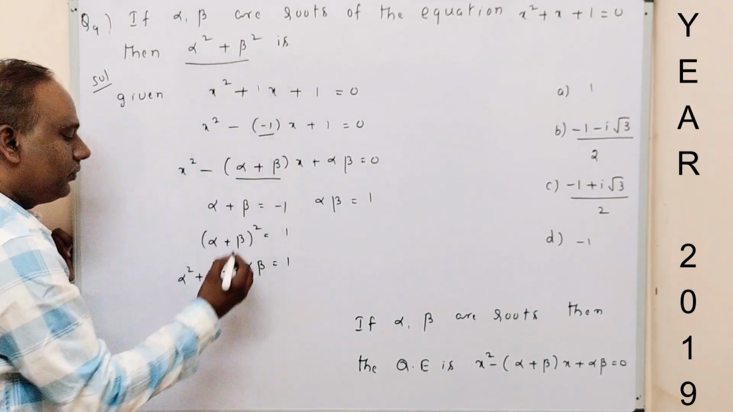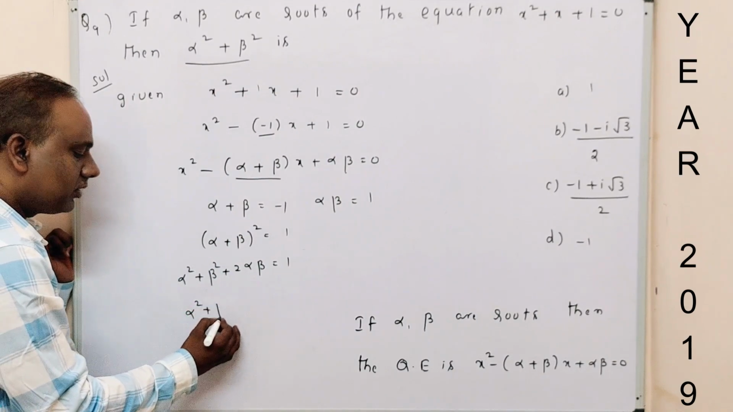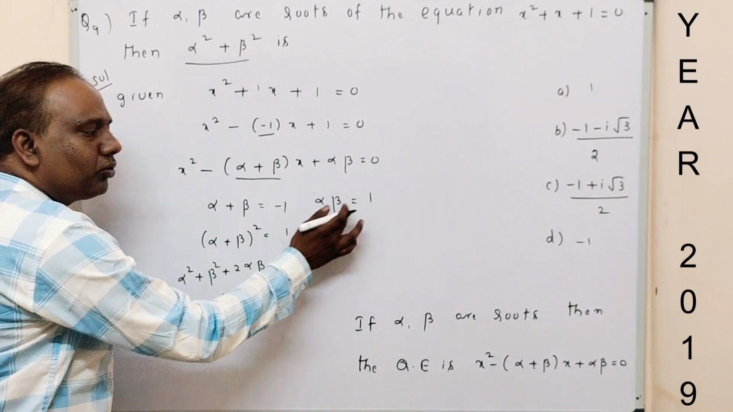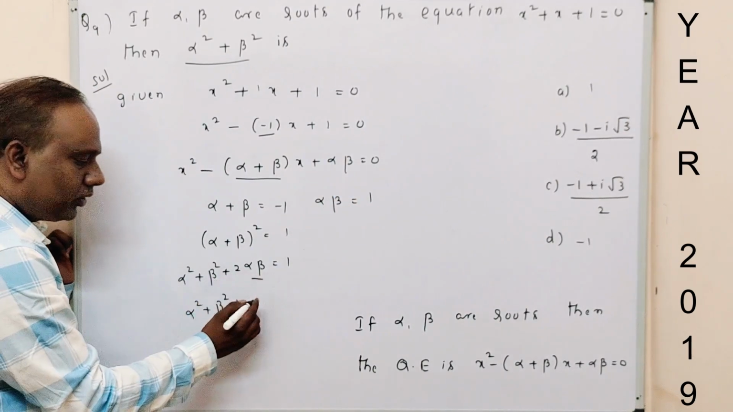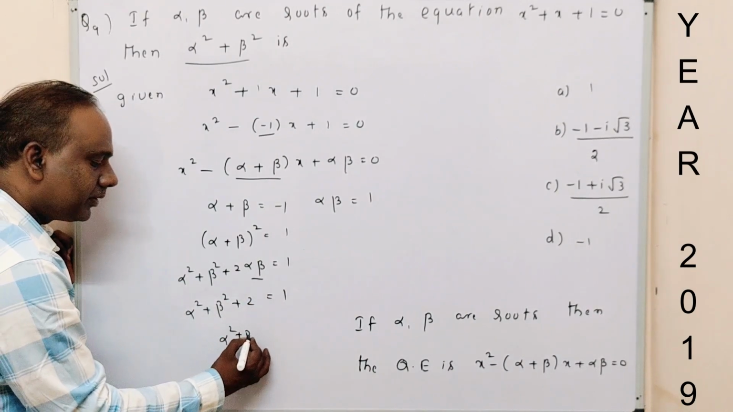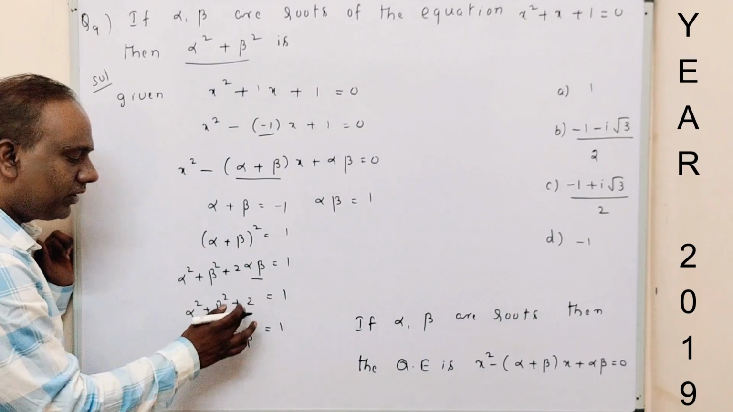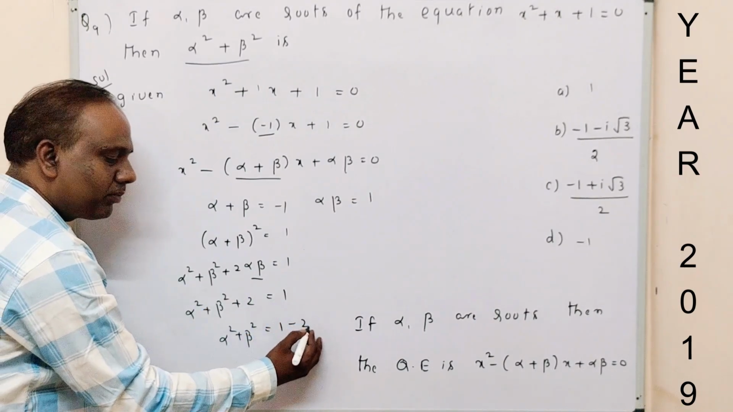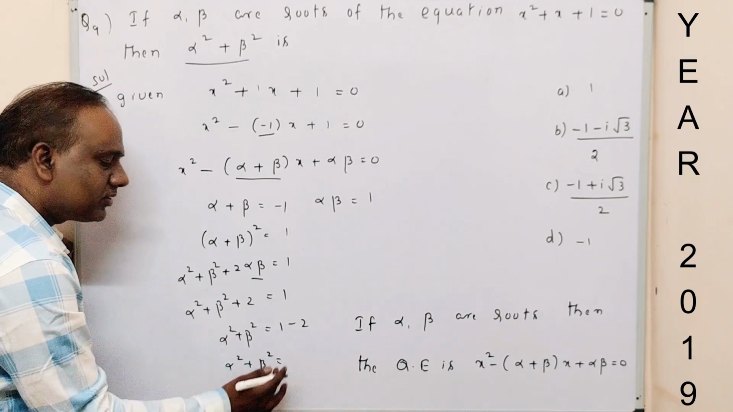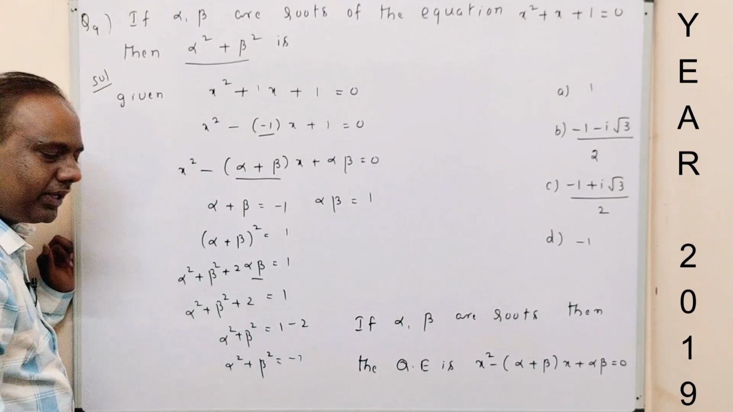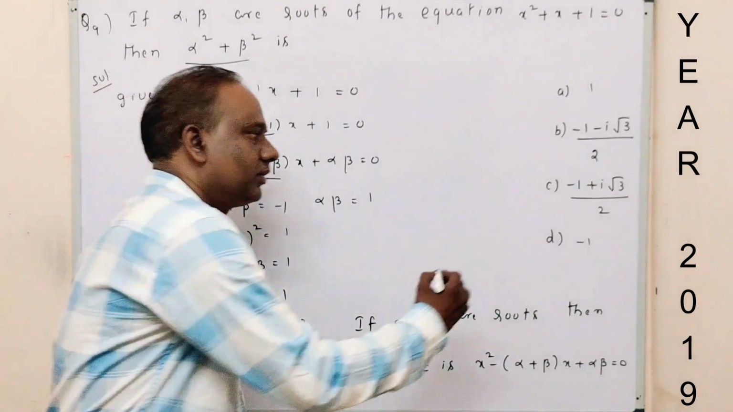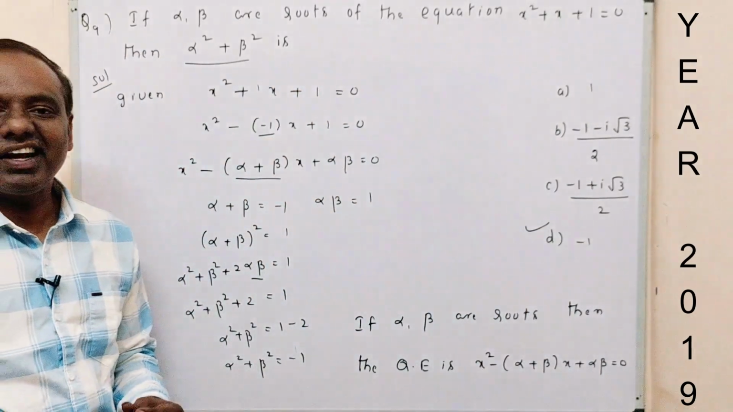Now we need this value. So alpha square plus beta square plus 2 times alpha into beta, and the alpha beta value is 1. So 2 into 1 is 2, equal to 1. Now alpha square plus beta square is equal to 1 plus 2, you take the right side, it becomes minus 2. Now alpha square plus beta square is equal to 1 minus 2, which is minus 1. So here option D is the correct one.